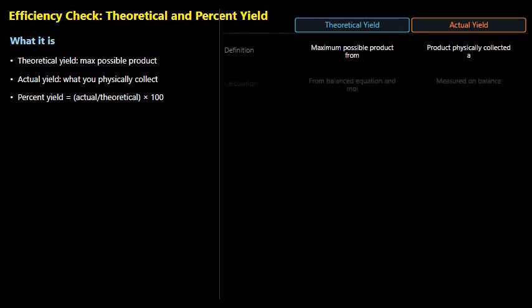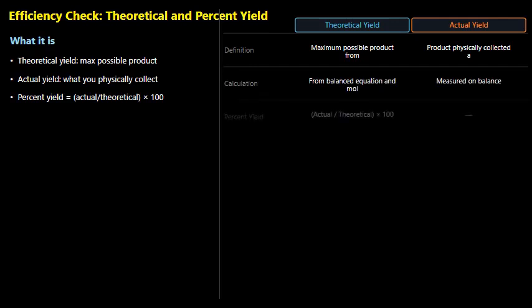Actual yield is what you physically weigh on the balance after the experiment, always less, because some product gets stuck on filter paper or left in beakers. Percent yield is just the fraction you actually got, turned into a percentage, like a test score for your reaction.